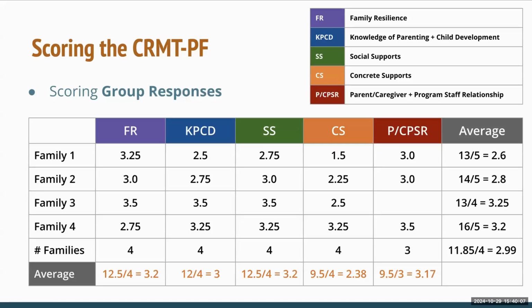Looking at the data in columns by protective factors, you can tell a different story. What you can see here is a group average by each protective factor. You add the scores from all of the families, then divide by the number of families who have a score for that section. For this group of 4, the average family resilience score is 3.2. The average social support score is also 3.2. Note that for the parent, caregiver, and program staff relationship protective factor, the total score is divided by 3 families rather than 4.